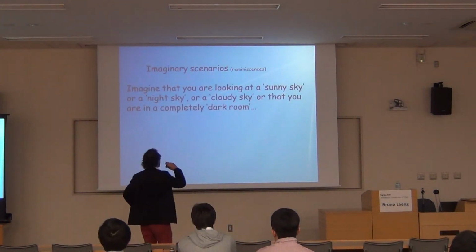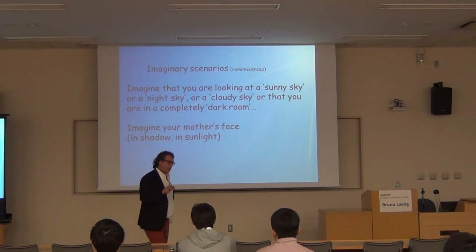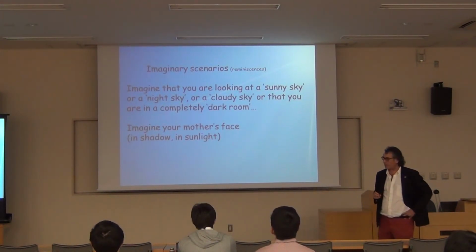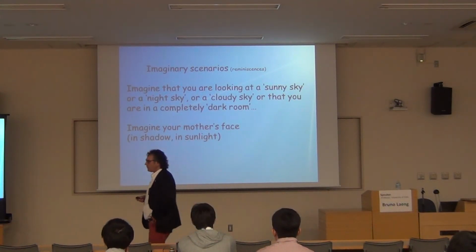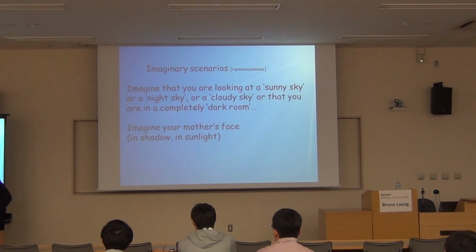So imagine that you're looking at the sunny sky, at the night sky, or a cloudy sky, or that you are in a completely dark room. We also, to come a bit closer to Galton's example, used specific objects. How do they look? So we decided to use an object that everyone should be capable of creating a mental image of. Think of the face of your mother. But think of the face of your mother in two different situations. One in which the face of your mother is in full sunlight, and one in which the face of your mother is in the shadow. Okay? To test the difference between these two.